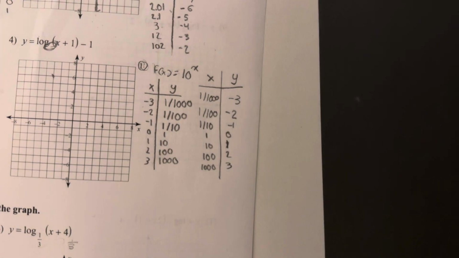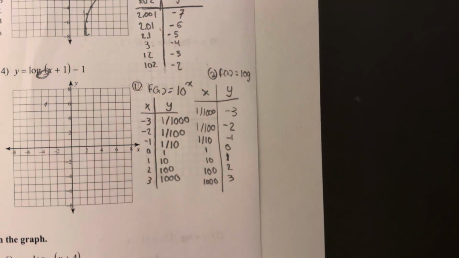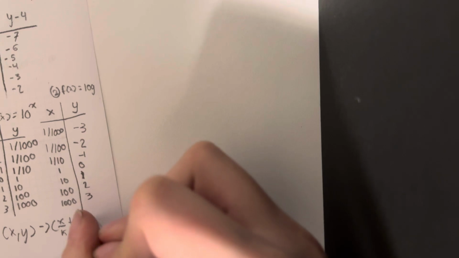Okay, so now we have those two charts. I'm just going to write up here that that's our f of x equals log x or whatever. So now we have to apply our transformations, and we use the mapping rule, I guess. So x, y, or I'll just write it out. x, y becomes x over k plus d, a y plus c, right? So now we just do another chart.